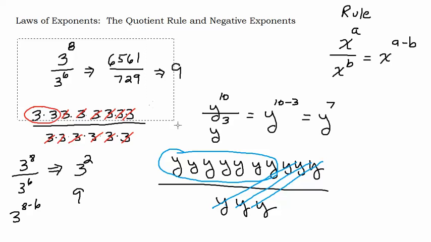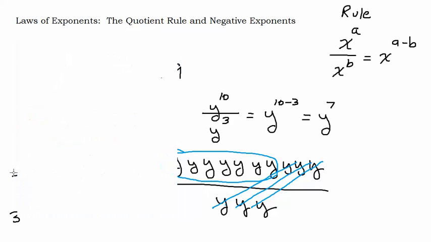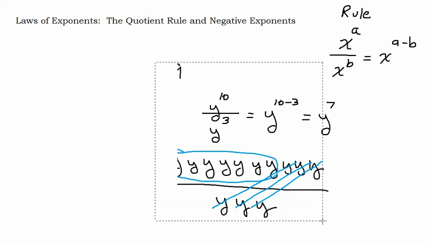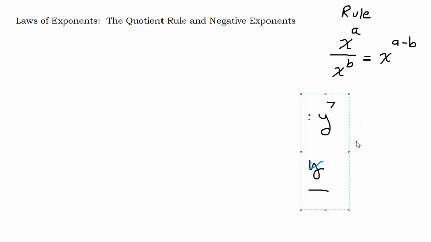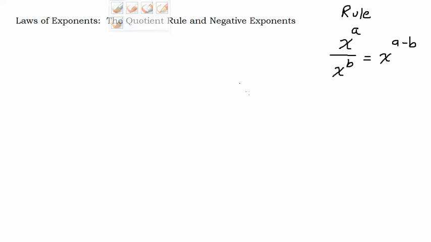Hopefully you remember also the product rule, and I covered that in a different video, but let me write it over here. So this kind of goes along with the product rule. Remember, x to the a times x to the b is x to the a plus b. That's the product rule. Right? So if you're multiplying with the same base and different exponents, you add the exponents. If you're dividing with the same base, you subtract the exponents. All right, so let's do one more.